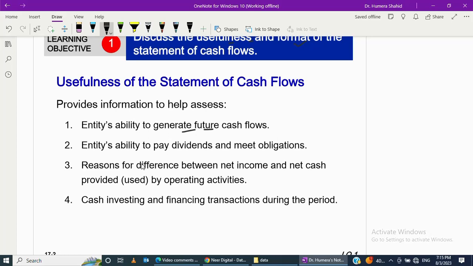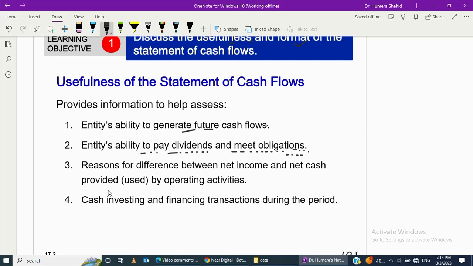So the cash flow statement also tells us whether the company will be able to pay the cash dividend, or can it meet its creditors' expectations? Can the company pay its obligations on time? Because if the cash will be there, then the company will be able to do that. So the cash flow statement gives you a clear picture of the cash position.